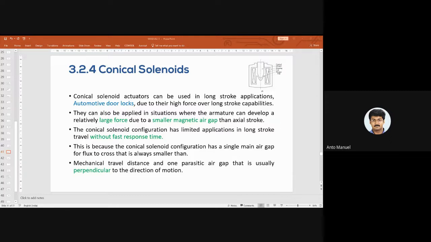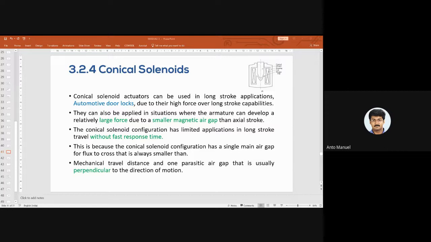The response time of the conical solenoid is very high, and due to the very high response time, we can't embed this system into hard real-time applications. Okay, and they can also be applied in situations where the armature can develop a relatively large force due to the smaller magnetic air gap than the axial stroke.